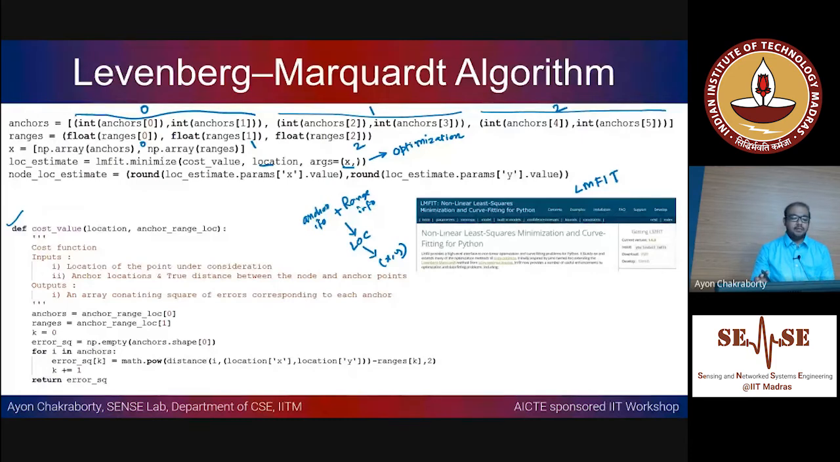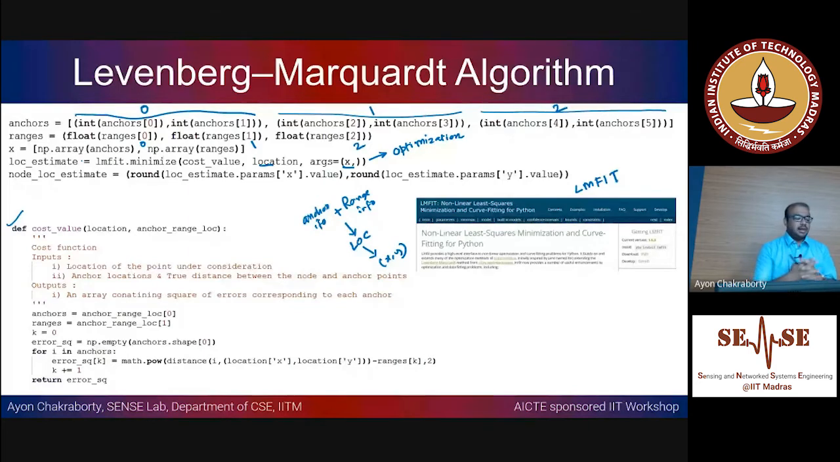Once you solve for this particular thing, you will get this log estimate, and it is going to contain the values of x, y, or the location. Then you can write your own code to find out the error. If you knew the ground truth location, or the actual location of the node, you can always find out the distance between the location estimate and the actual location, and that is going to give you the error.